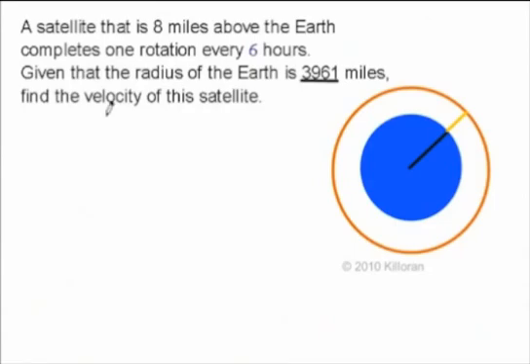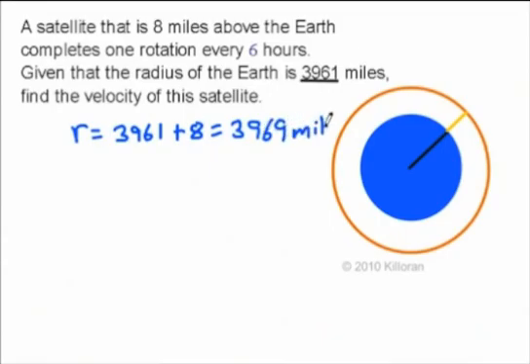So we're going to need to add those two numbers together to come up with the full radius. So the radius is equal to 3,961 plus the 8 for a grand total of 3,969 miles, above the center of the Earth. Alright, the next thing to deal with is this completes one rotation every 6 hours.